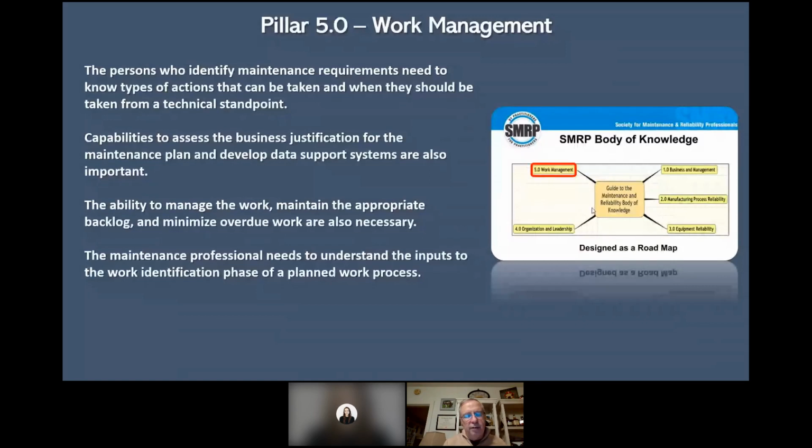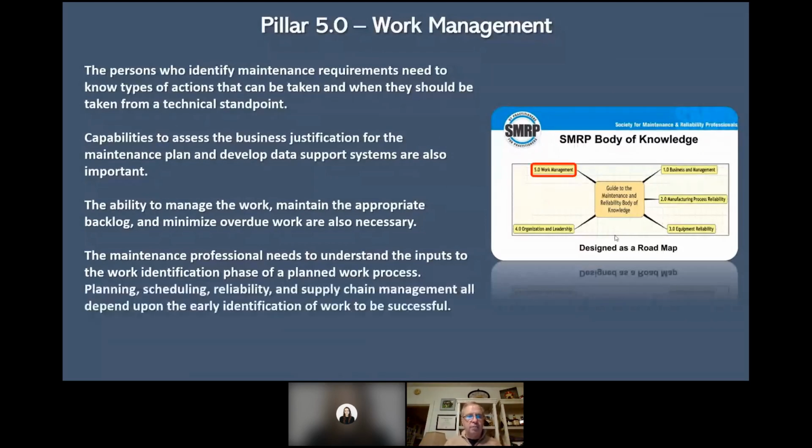So what is work identification? What's in work identification? Where does work come from? Work comes from preventive maintenance, our inspections that we find for preventive maintenance, predictive maintenance. It comes from that. And it comes from what? It comes from requests, okay? But most of our work should come from preventive maintenance and predictive maintenance. And this is what this pillar is all about. It talks about the planning process. That's where our work comes from.